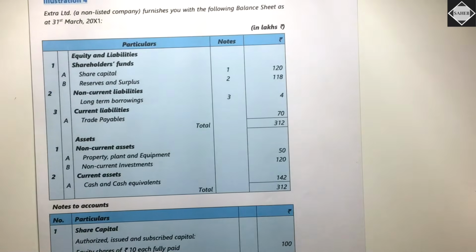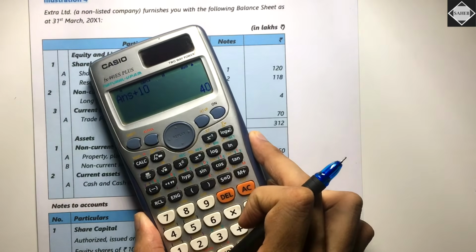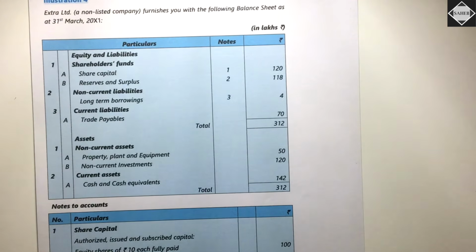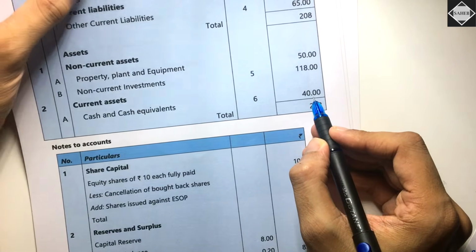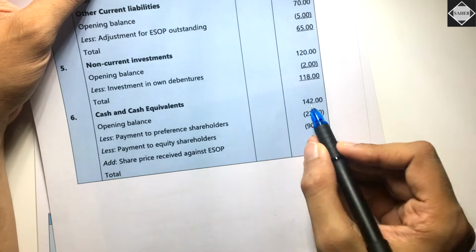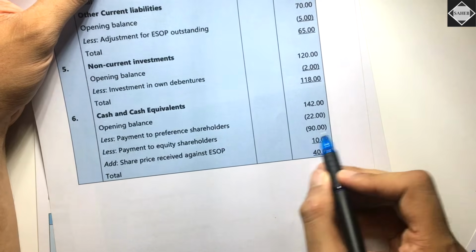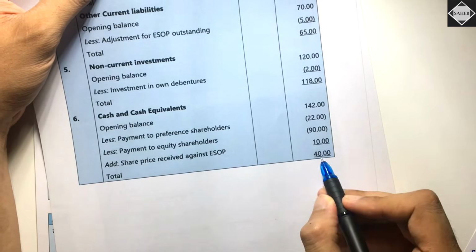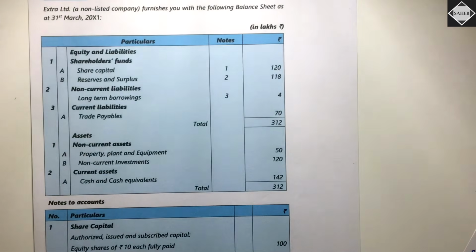So from 142 lakhs, the cash balance after the buyback, redemption and ESOP is how much? 40 lakhs. So if you see in the solution balance sheet, it's 40 lakhs, cash and cash equivalents. If you see in the notes to accounts, opening balance was 142 minus payment to preference shareholders minus payment to equity shareholders in the buyback, and then from the ESOP we got 10 lakhs. That's equal to 40 lakhs. Is it clear? Simple and straightforward. Easily you can prepare the balance sheet. It's not a big deal.